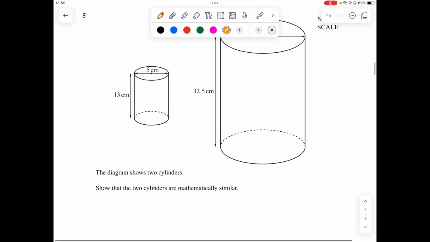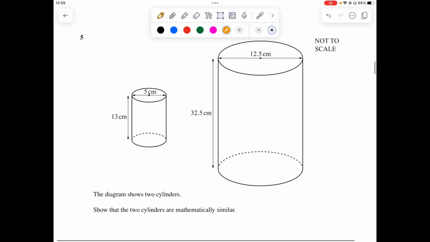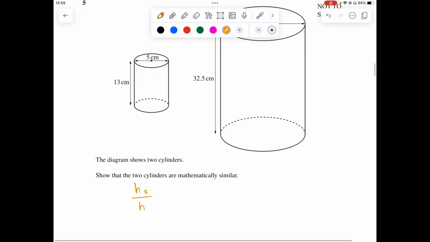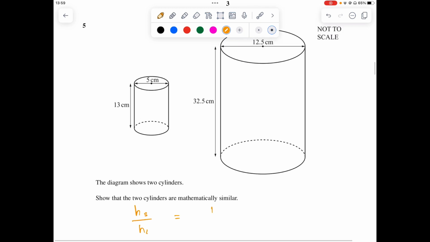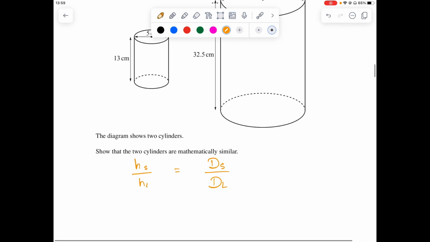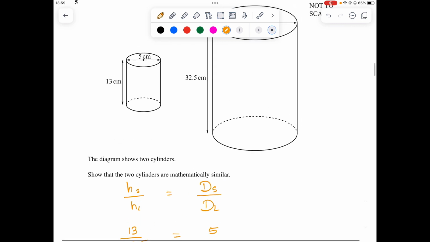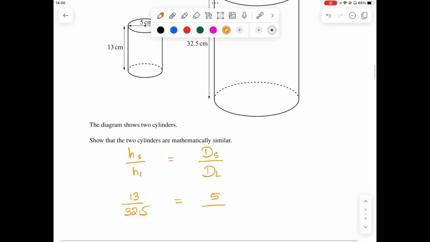Question number 5. The diagram shows two cylinders. Show that the two cylinders are similar. For the two cylinders to be similar, height of the smaller cylinder upon height of the larger cylinder should be equal to, it is given diameter, right? So diameter of the smaller cylinder upon diameter of the larger cylinder. Height of the smaller cylinder is 13 and larger cylinder is 32.5. Should be equal to diameter of the smaller cylinder is 5 and diameter of the larger cylinder is 12.5.